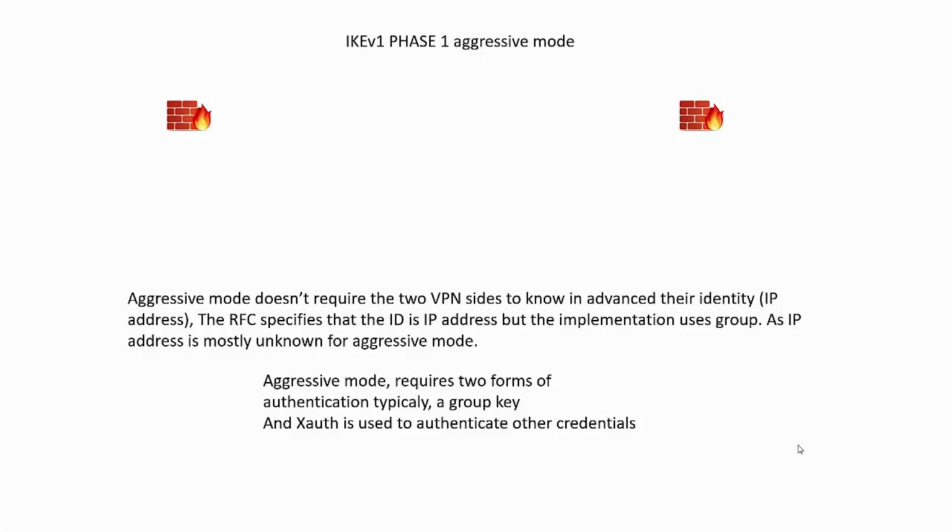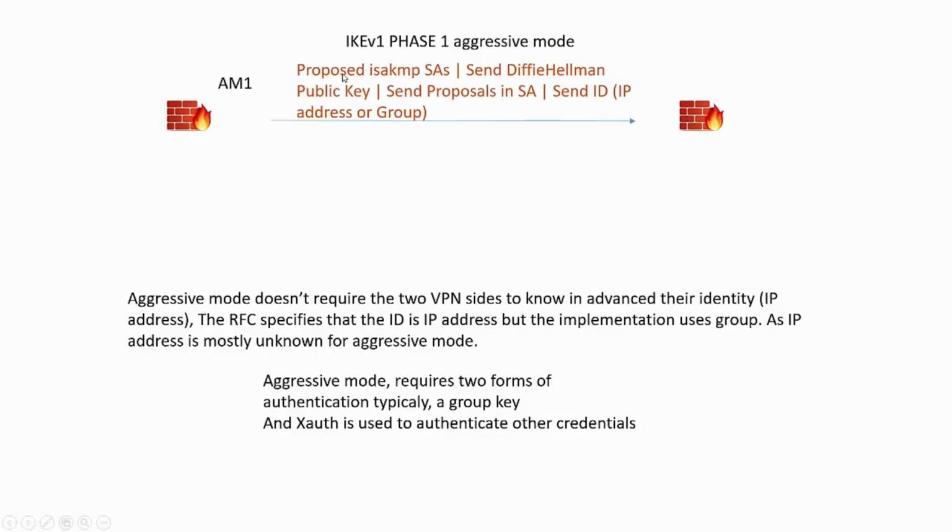In this lecture, we will see how Phase 1 aggressive mode works. Phase 1 aggressive mode cuts down the messages from 6 to 3. In the first message, the initiator would send the ISAKMP SA. This specifies what transforms the client would like to use. It generates a Diffie-Hellman private and public key. It sends the Diffie-Hellman public key along with the message.